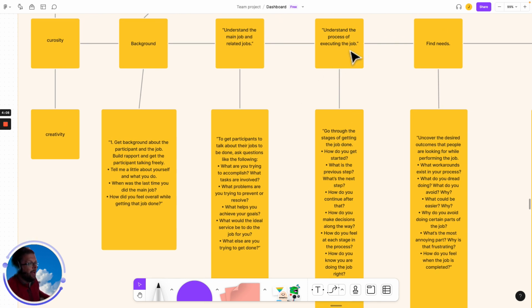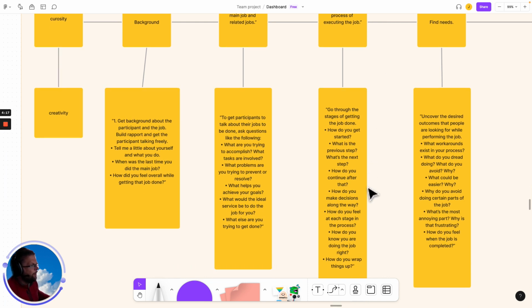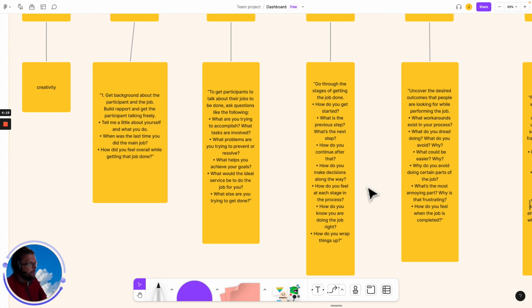Understand the process of executing that job. This is a little different, right? This is actually doing that work, opening the software, making the product, whatever that is. And then we ask them, how did you get started? What's the previous step? This is inherently important with systems design, engineering, and architecture. You need to know the previous step before we build the next step. How do you continue after that? How do you make decisions along the way? These are excellent questions. Write these questions down because you can reuse these in your customer discovery cycle.